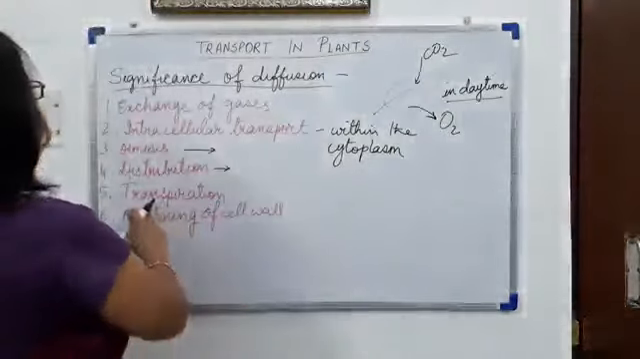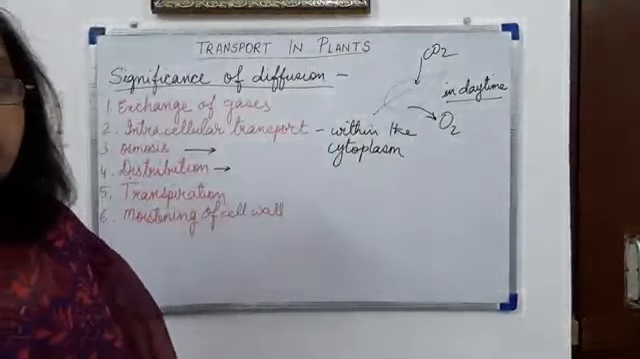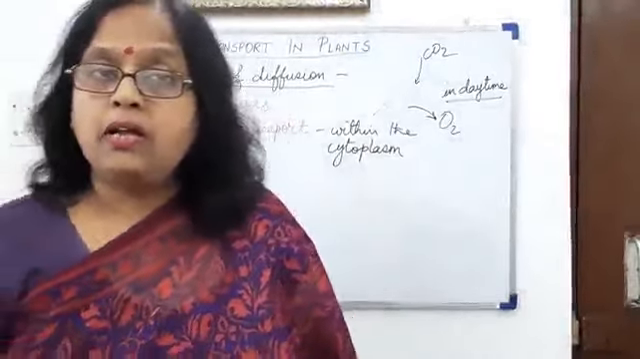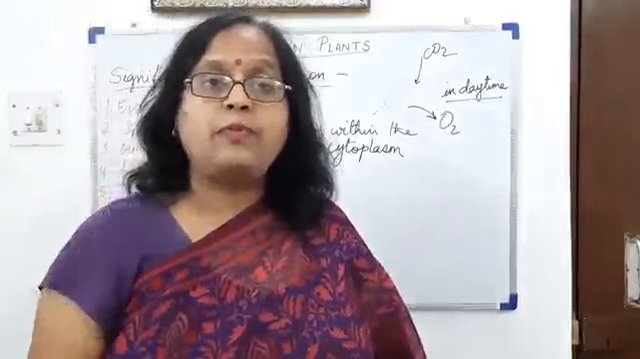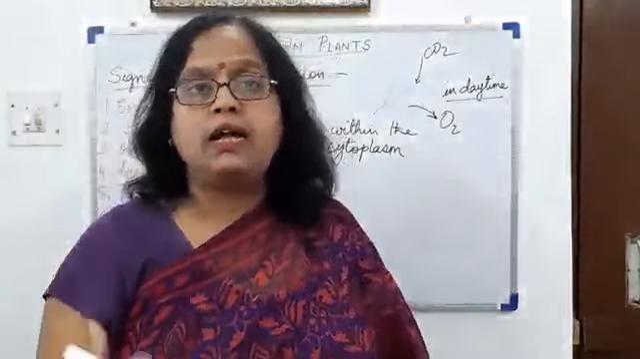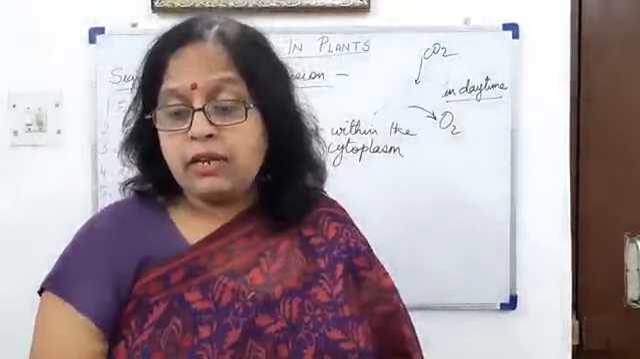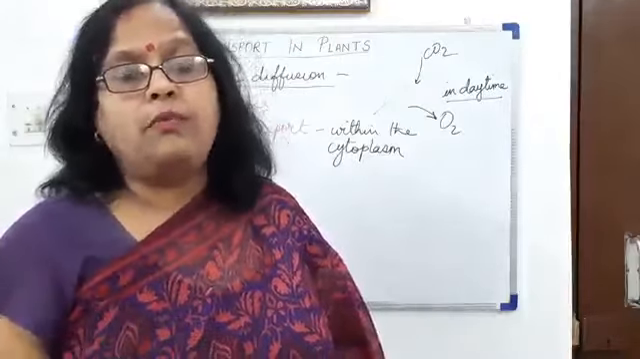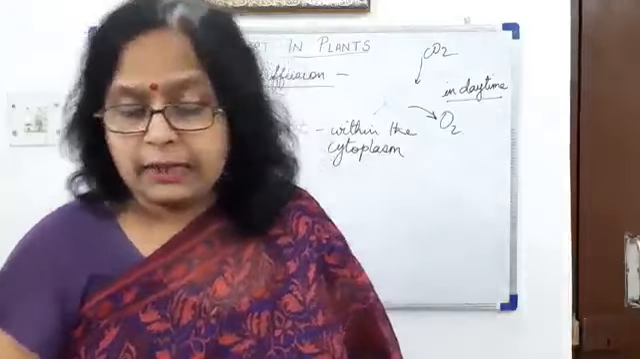Similarly, transpiration. Diffusion is helpful in transpiration. How? The water vapor which is released from the plant diffuses into the environment, and only then does transpiration take place, which is very necessary for maintenance of the water cycle.